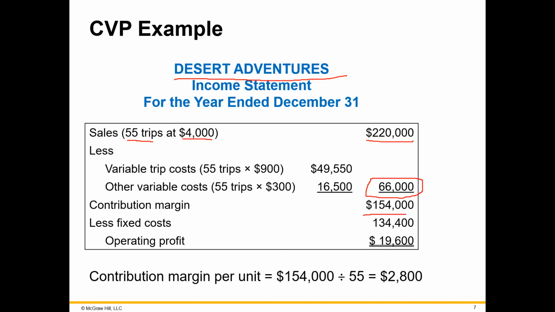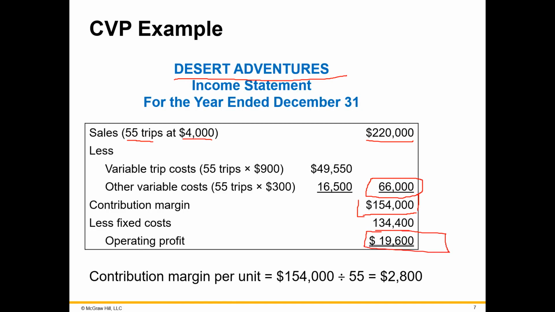Then he has his fixed costs. His fixed costs might be paying his accounting department, his rent, his utilities. And so his contribution margin is $154,000. Some people call it gross profit. You deduct the $134,400 in fixed cost, so his operating profit is $19,600.